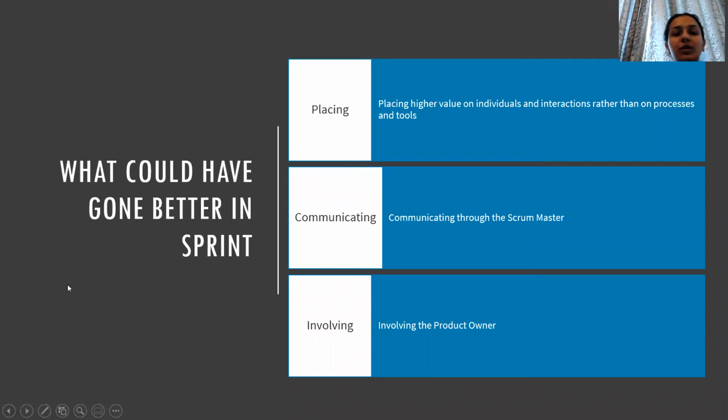What could have gone wrong in the sprint? So the first thing is placing higher value on individuals and interaction rather than on the processes and the tools. Communication. Communication is very important everywhere. If we communicate with each other, then only we can sort out those things. So communication towards the scrum master is very important. Involving the project owner is also very important so that we can make things better. We can get to know what we need to improve, where we need to improve, what is wrong, what is right, and then we can make things right.